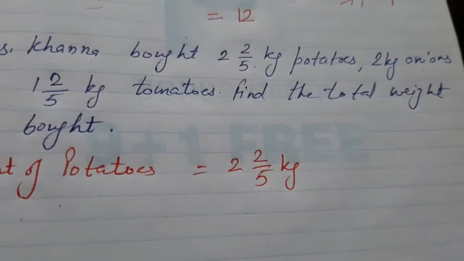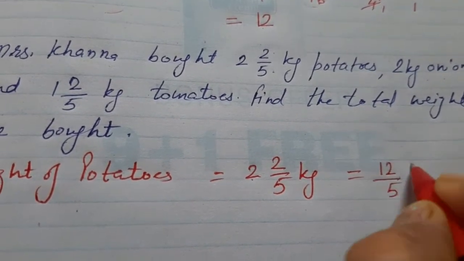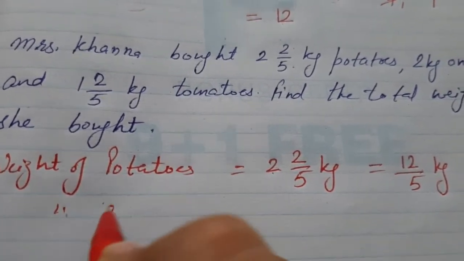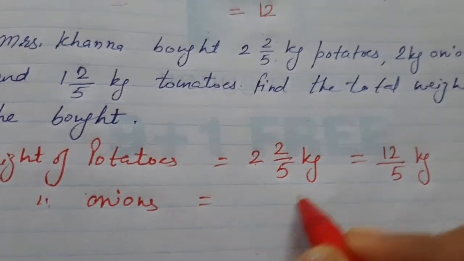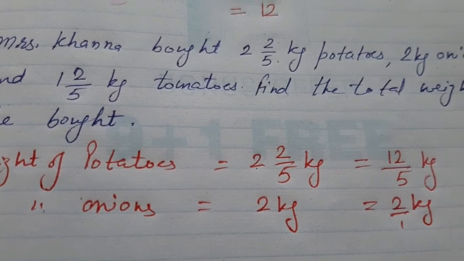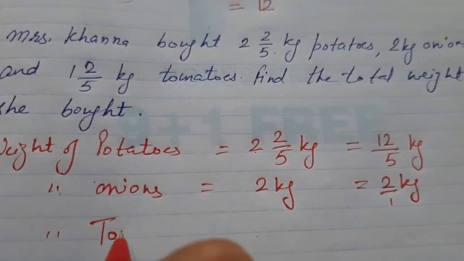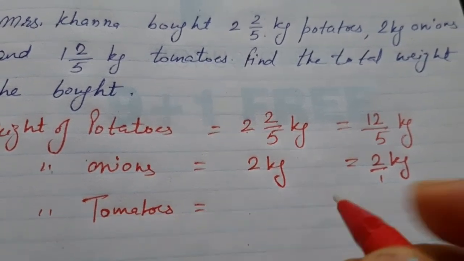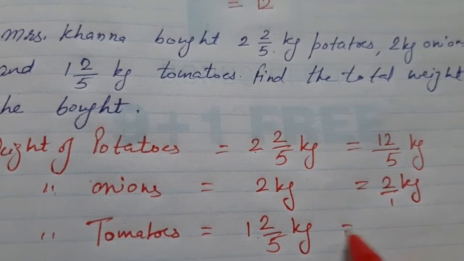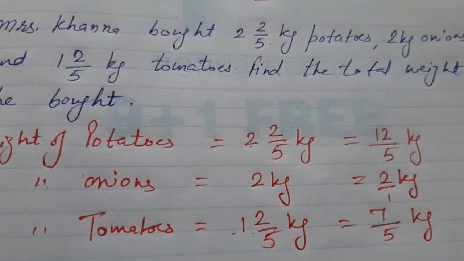I will change it into an improper fraction. 5 2s are 10, 10 plus 2, 12 by 5 kg. Next is the weight of onions. That is 2 kg. So that will be the same as 2 by 1, I can write here. Next is the weight of tomatoes. Tomatoes is 1 and 2 by 5 kg. So 5 ones are 5, 5 plus 2, 7 by 5 kg.